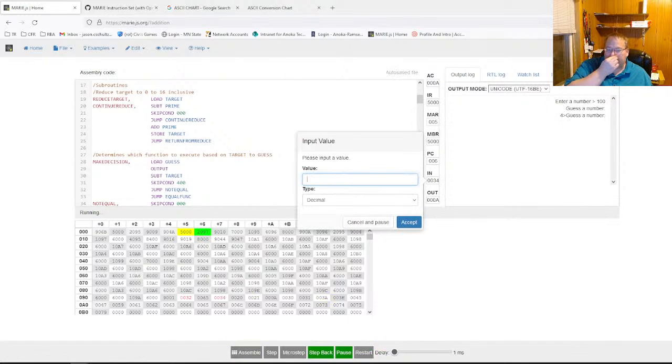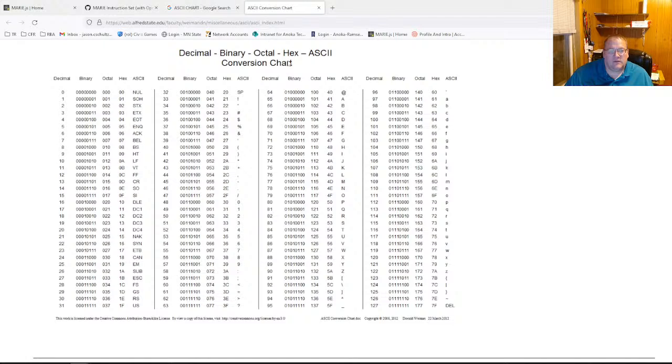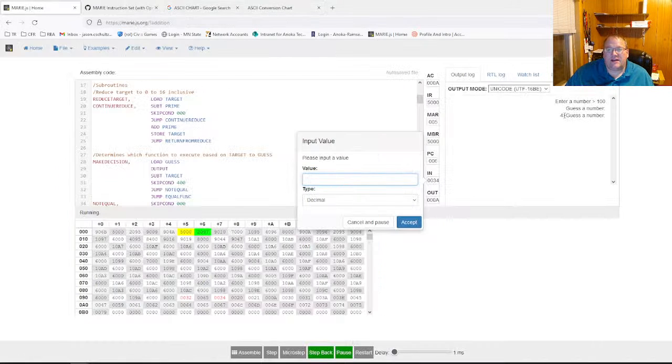Now, notice what it did. It output that number. But 52 is an R. But it's 50 here. So that's an exclamation point. Or no, that's a multiplication symbol. So why did it do that?